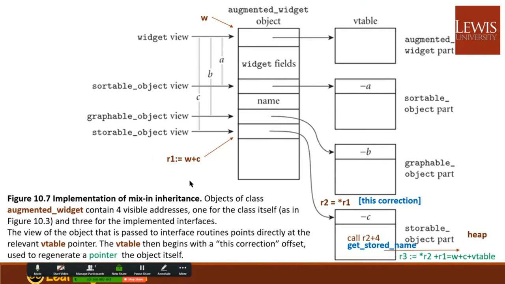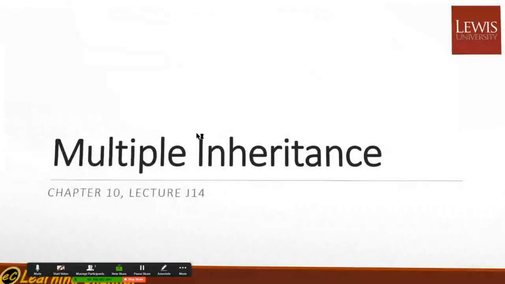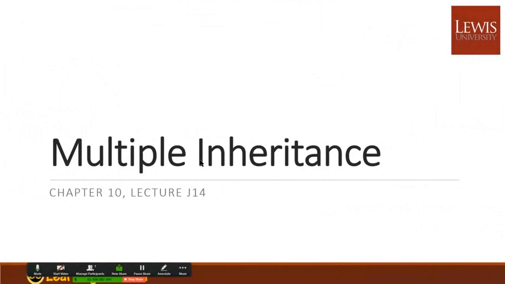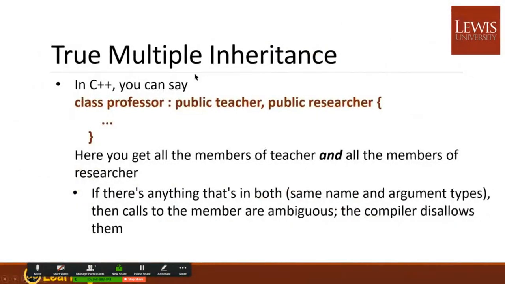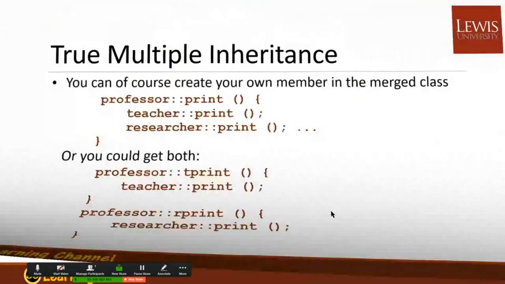So that's the mechanism we have in figure 10.7. Multiple inheritance. Multiple inheritance is different from Mixin inheritance. In C++, you can use multiple inheritance, so you get all the members, but there is an ambiguity.